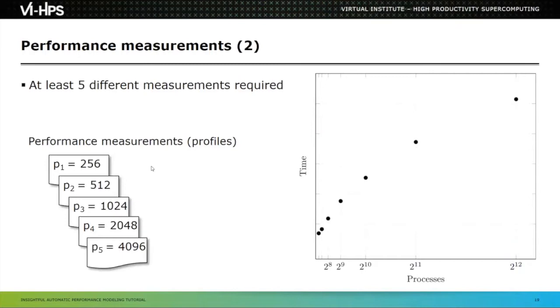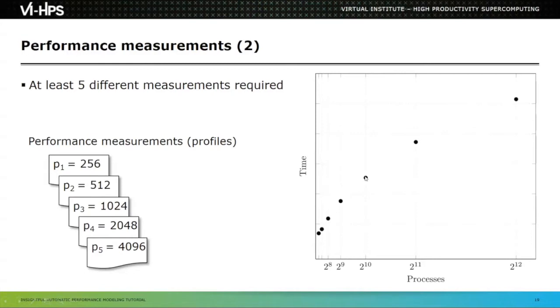So as already mentioned before, we require you to measure different configurations of your application. We need at least 5 different configurations because this is a requirement of our modeling method. Let's say we would just have 2 points over here. Since Extra-P at its heart is still a function fitting approach, the only function we can fit with 2 data points is basically a linear one.